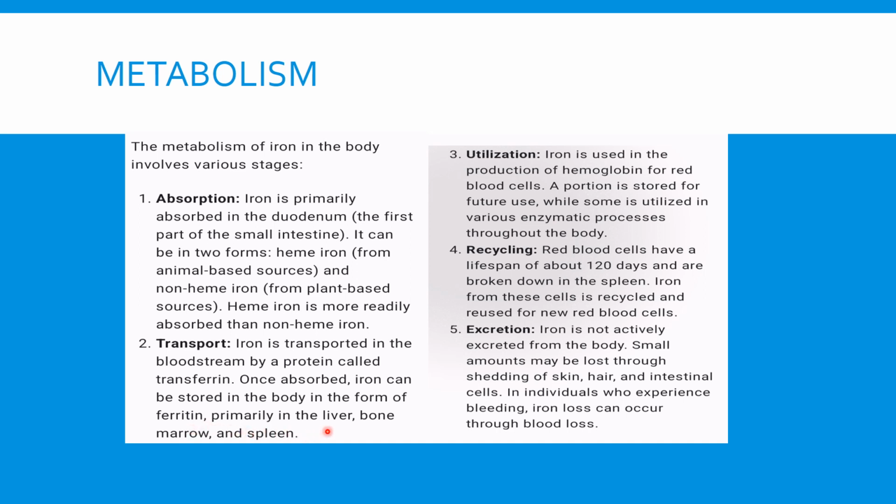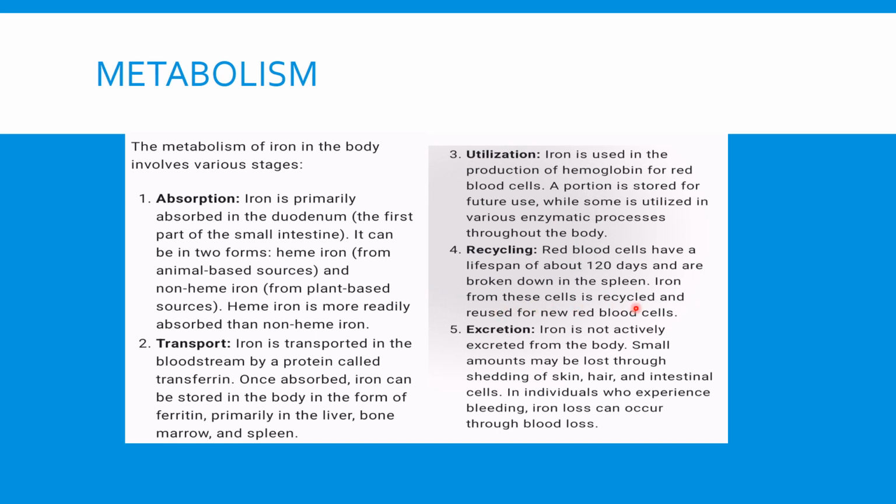Utilization. Iron is used in the production of hemoglobin for red blood cells. A portion of it is stored for future use, while some is utilized in various enzymatic processes. Recycling. Red blood cells have a lifespan of about 120 days only and are broken down in the spleen. Iron from these cells is recycled and reused for new red blood cells.